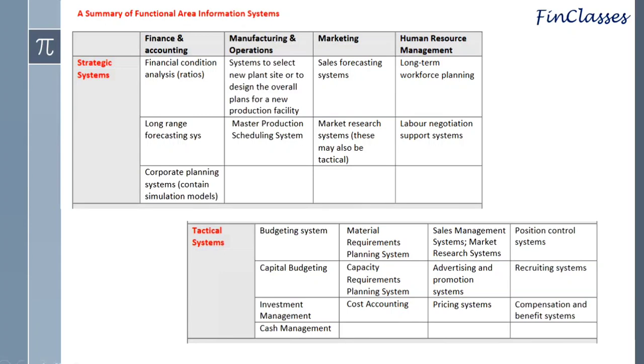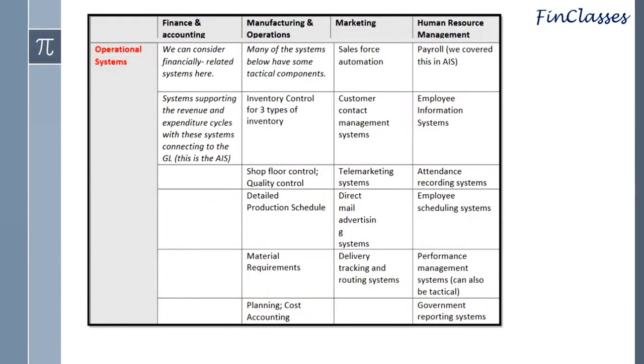Let us move to operational systems. Here we can see more and more financial and functional information systems that would be helpful. Under finance and accounting, we can consider financial-related systems here: systems supporting the revenue and expenditure cycles, with these systems connecting to the general ledger.